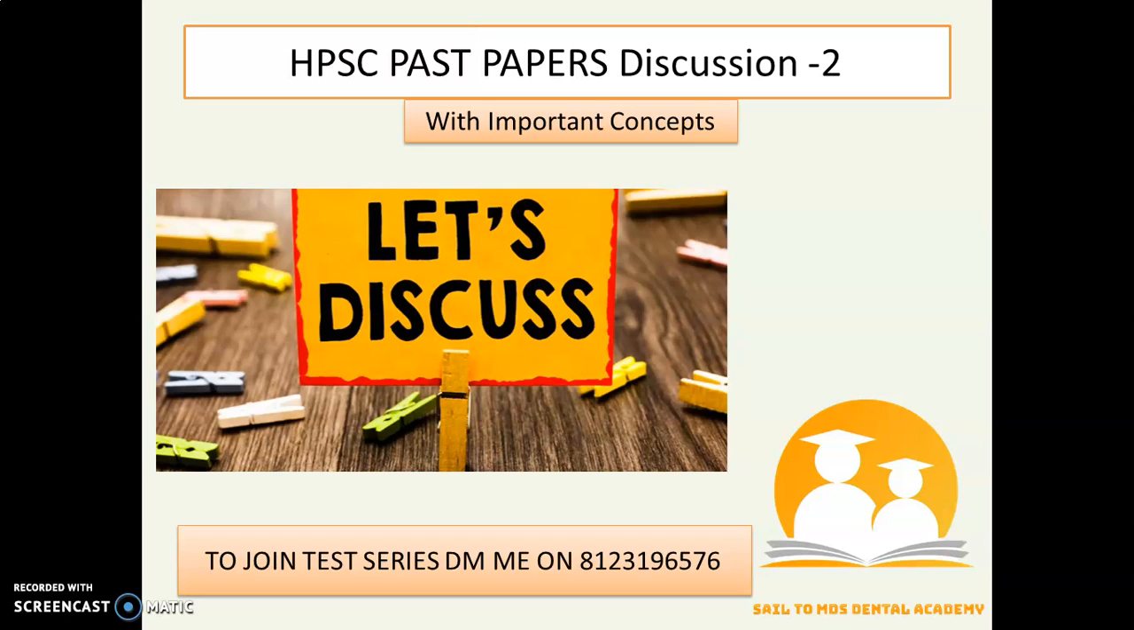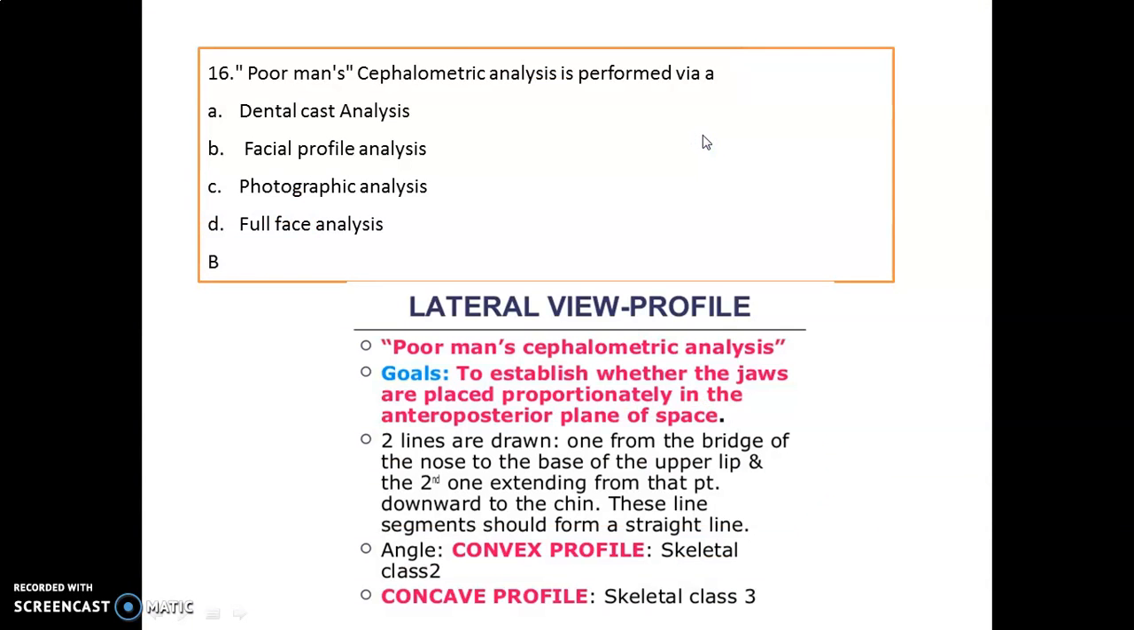Remember, we are not just going to discuss question and answer but also important concepts. So let's discuss. The poor man's symptomatic analysis is performed via what? It's performed via facial profile analysis. Whenever we see any orthodontic patient, the lateral view is very important, and that lateral facial profile view is known as poor man symptomatic analysis.